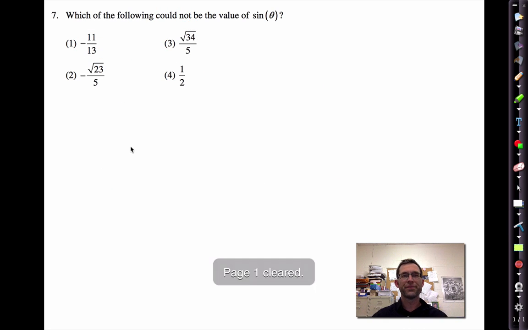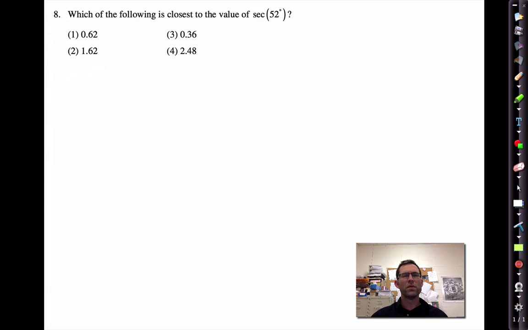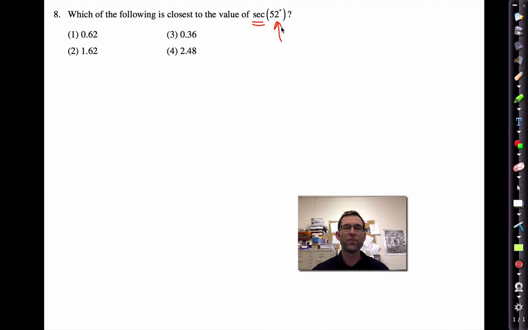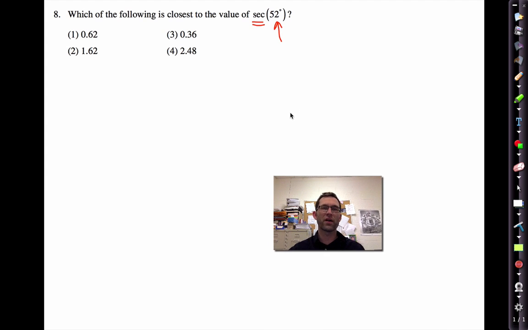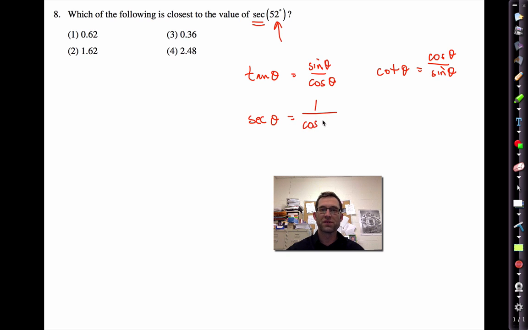All right, I'm going to be clearing this out. And let's keep going. Which of the following is closest to the value of secant of 52? Now, we've got sine, we've got cosine, and then we've got 4 additional trig functions. We've got tangent, and that's the sine of the angle divided by the cosine of the angle. Then there's cotangent, which is the cosine of the angle divided by the sine of the angle. And then we've got the secant, which is 1 divided by the cosine of the angle. And we've got the cosecant, which is 1 divided by the sine of the angle.